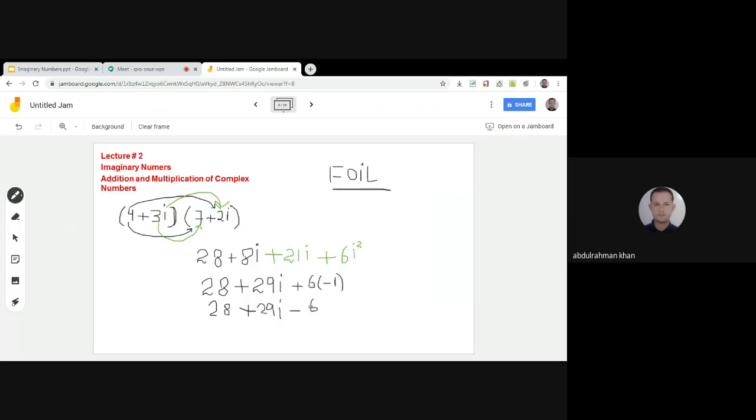Thus, the imaginary parts are 8i and 21i, the real parts are 28 and minus 6. 28 minus 6, the answer is 22 plus 29i. And that is the final answer.